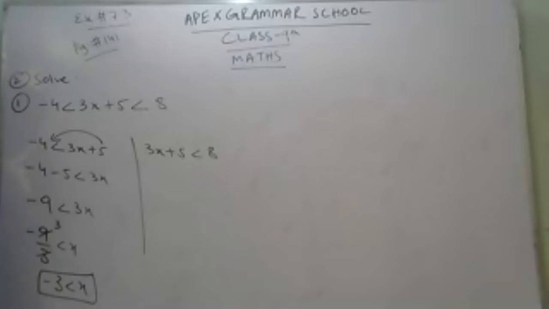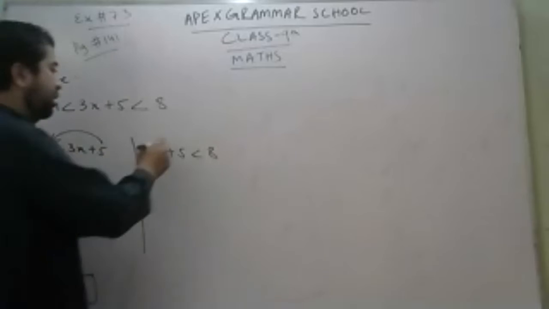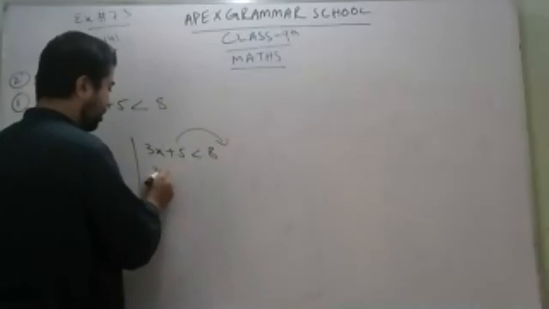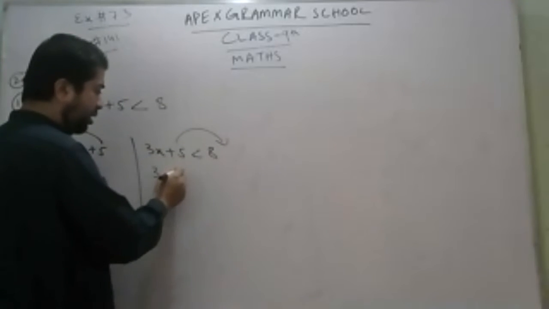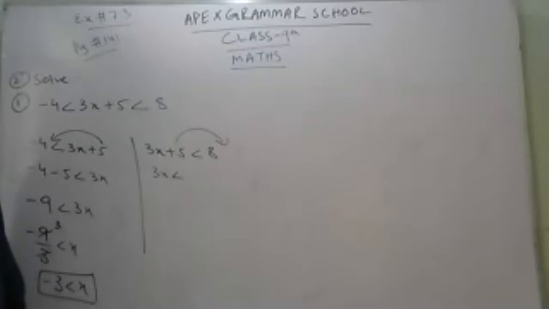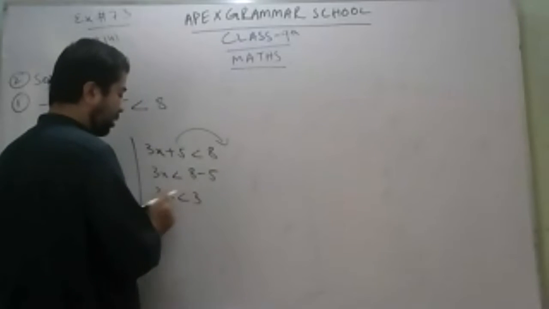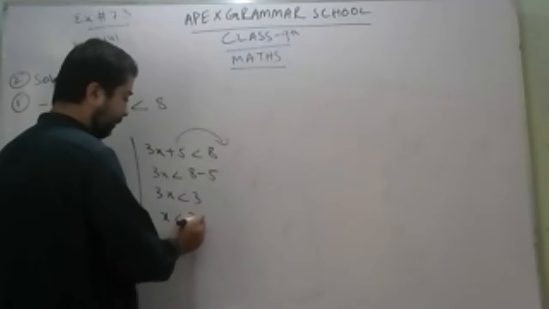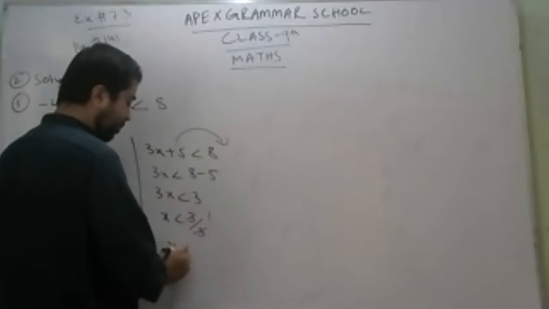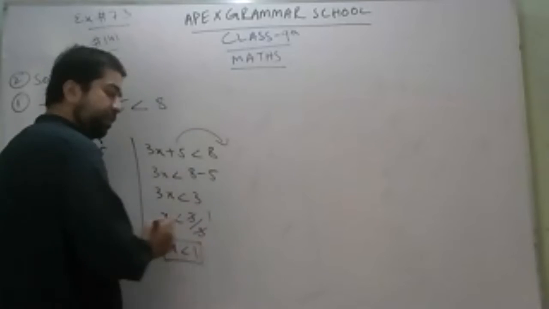This is for this one, and for this, plus 5 will be there. This 3x is positive. If this is positive, then this side is the same. 8 minus 5. This 3 will divide there. X is less than 1.